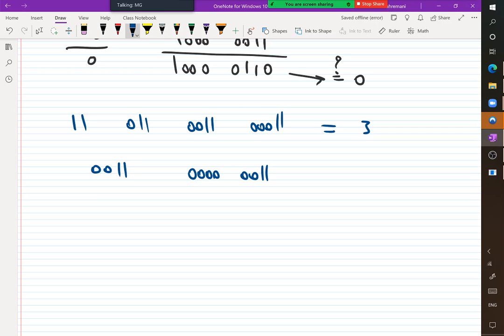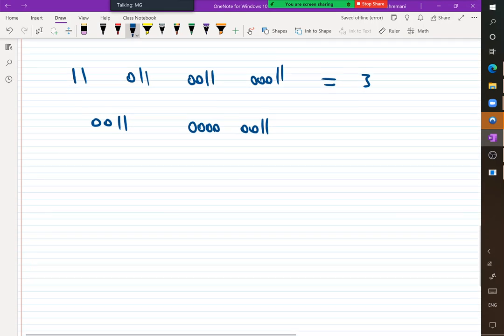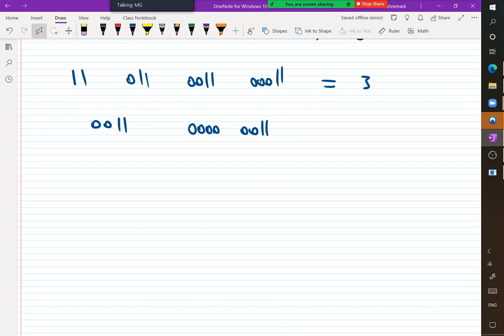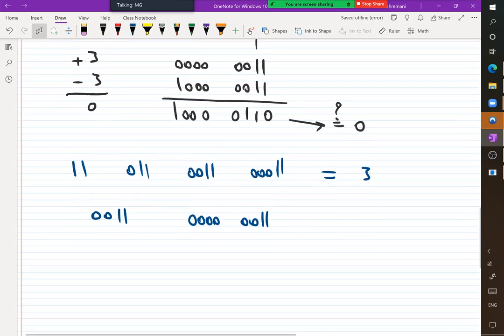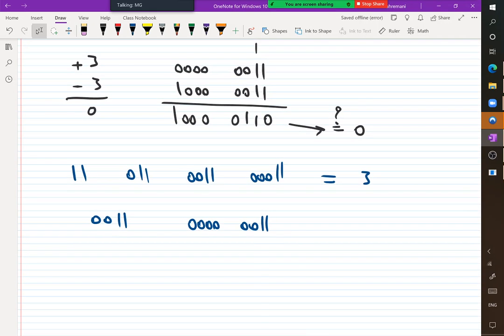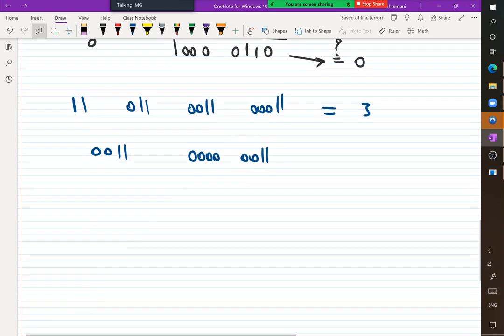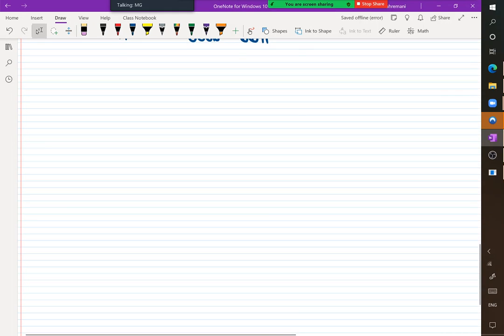Okay, so now we want to add or subtract two numbers together in sign magnitude. Let's add two numbers. We want to add, let's say, which number.